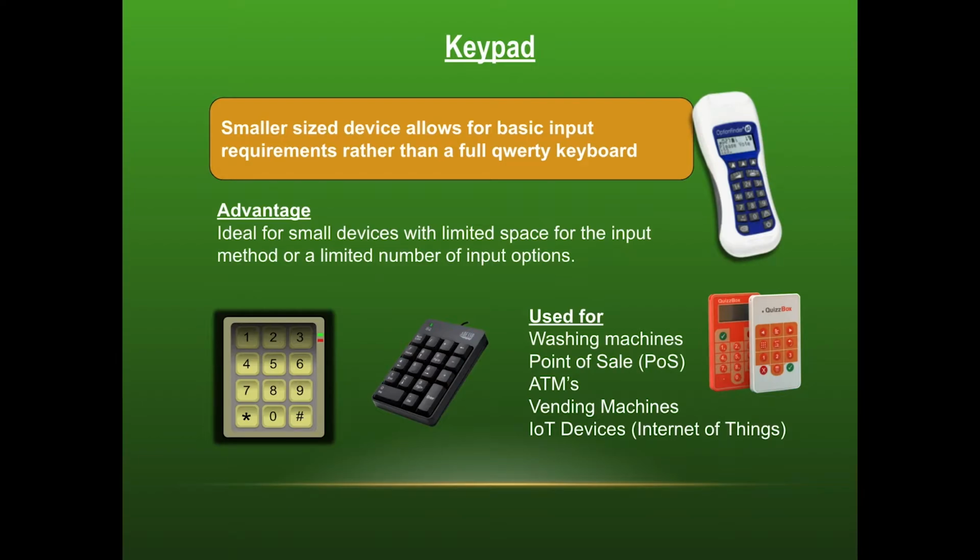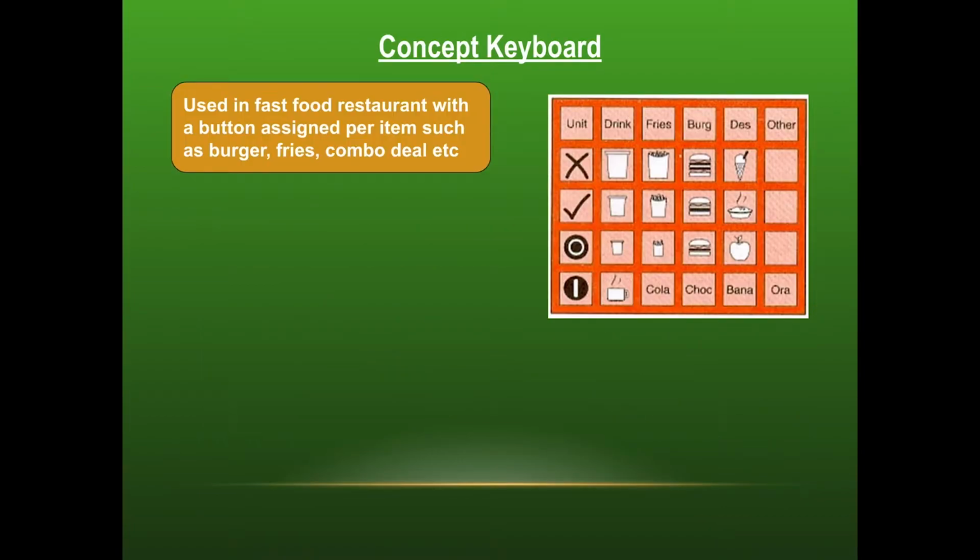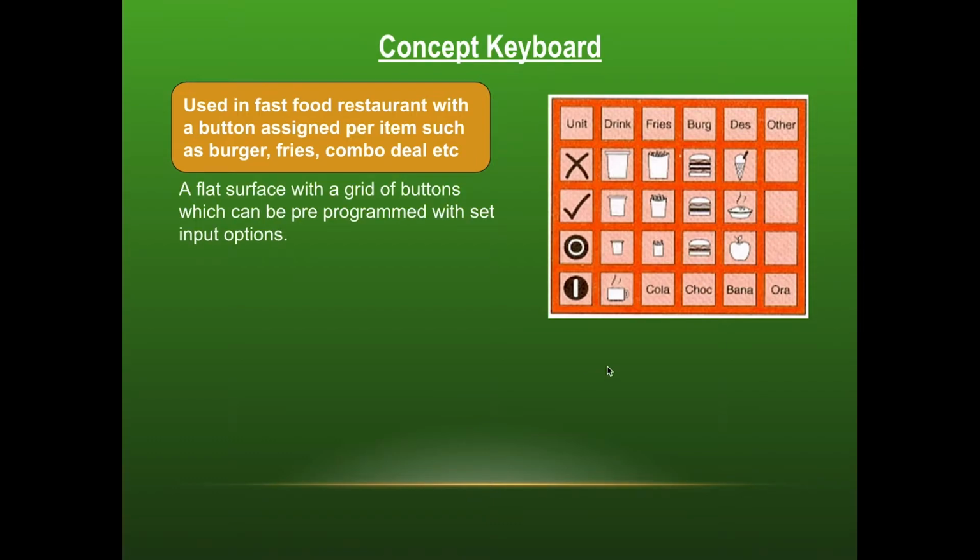So next we have the concept keyboard. That's another type of keyboard, and it's commonly used in fast food restaurants. The reason being that it allows you to individually program buttons. If you have, for example, a fast food restaurant, they sell burgers, they sell fries, they sell combo meals. What you do is you individually program each one of these buttons to represent an individual item.